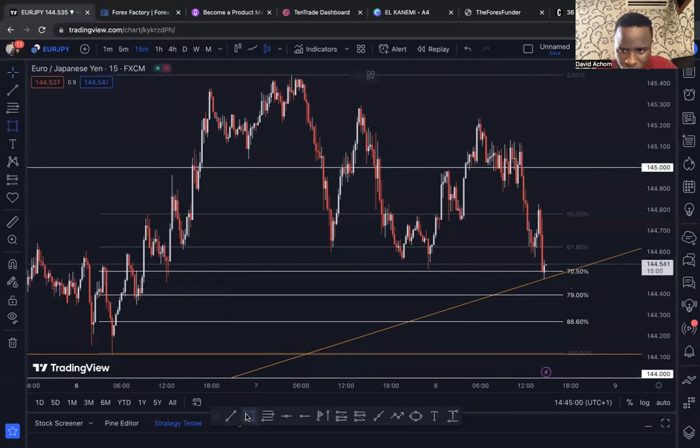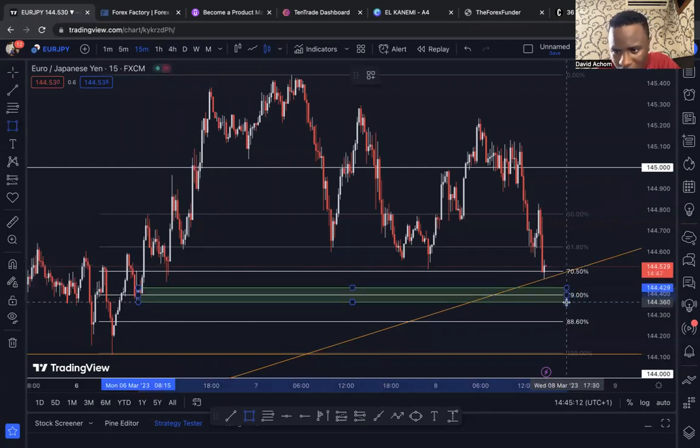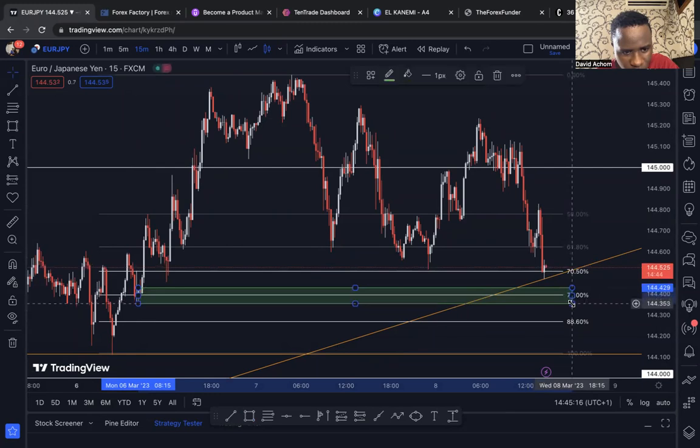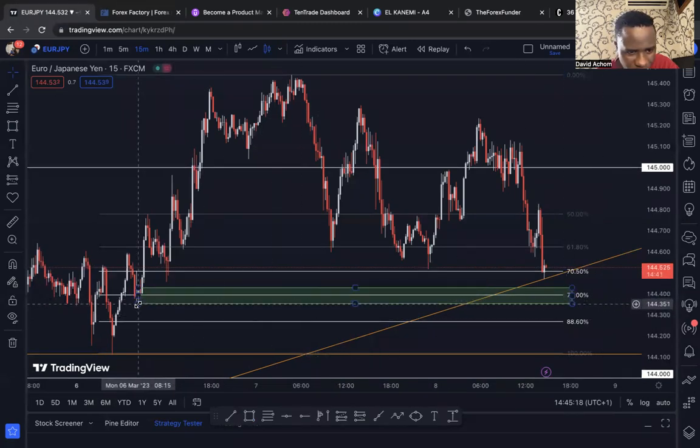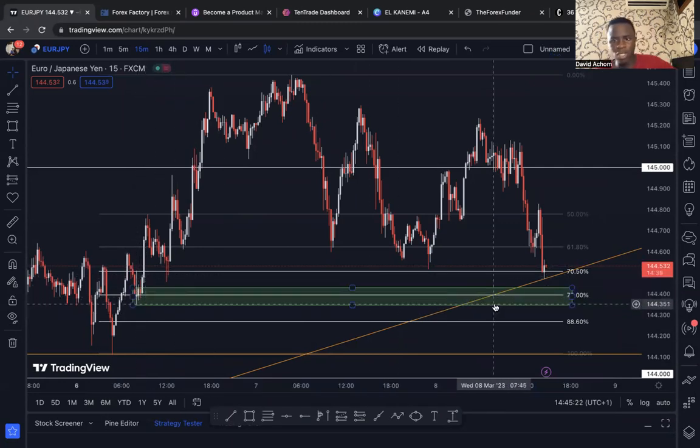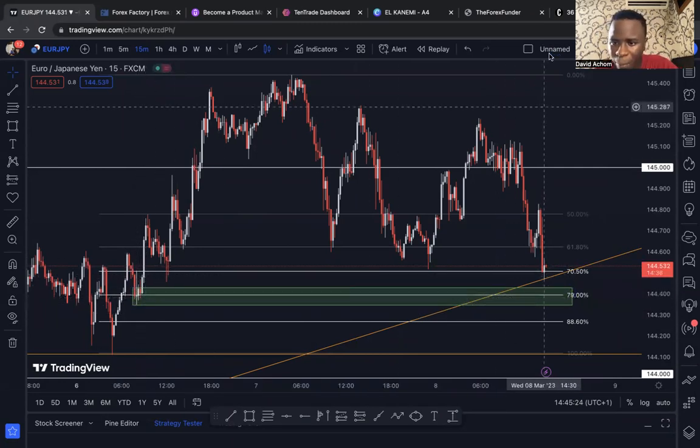All right? So I'll draw it from this place. I will not consider this wick because it's close to the liquidity zone. Instead, I'll consider the body all the way down because it's around my 79% Fibonacci level. I'll consider it all the way to the lowest point of the wick. So the lowest point of this wick is what I'm considering, all of this level. So we're expecting price to come into this level and buy.